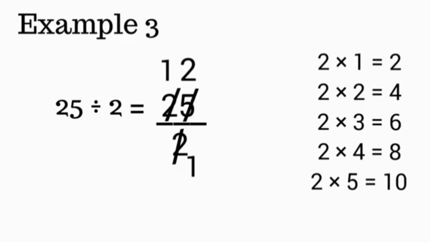2 into 5 is 2 times. From the times table, 2 times 2 is 4, and 4 is the closest and the smaller number to 5. So we write 2 times. How do we get the remainder? 5 minus 4 is 1. So the answer is 12 whole number, 1 over 2.